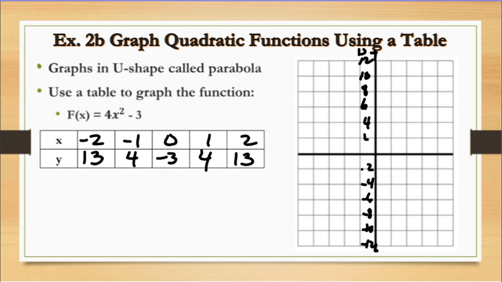And then right here would be negative 13. And then our x would just count by ones, so we'll just go to negative 1 and negative 2. Now we can plot our points, so negative 2 and 13. Negative 2 and 13 would be up here.